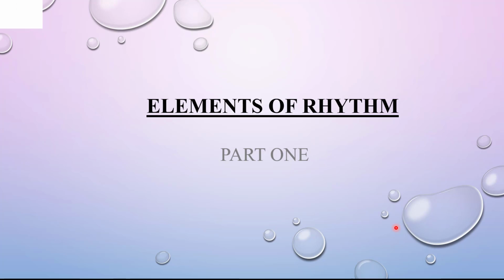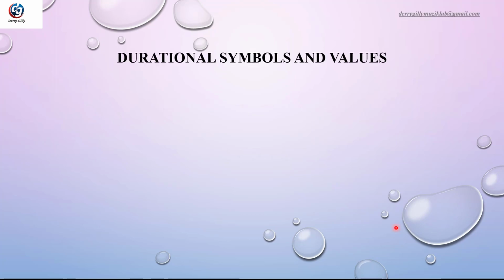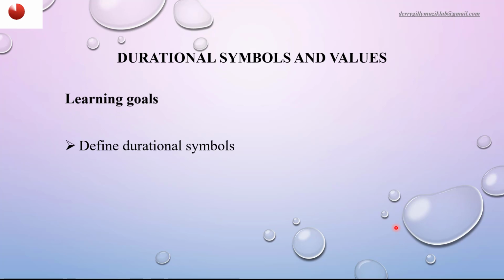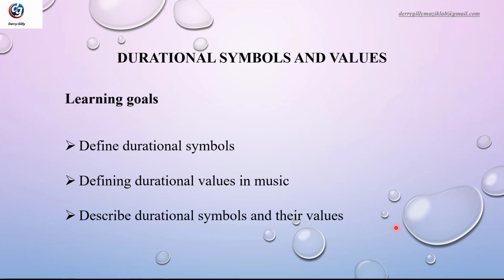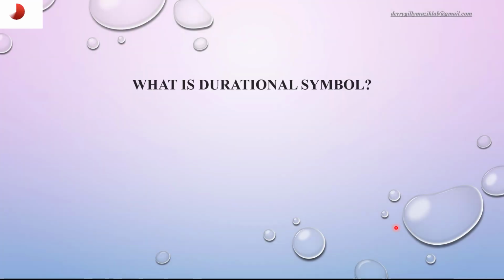Today we are going to talk about the elements of rhythm. But before that, let's look at our course objectives and then we can move on from there. So our learning goals for today are defining the durational symbols, defining durational values in music and how they relate to each other, and then we also describe durational symbols and their values.